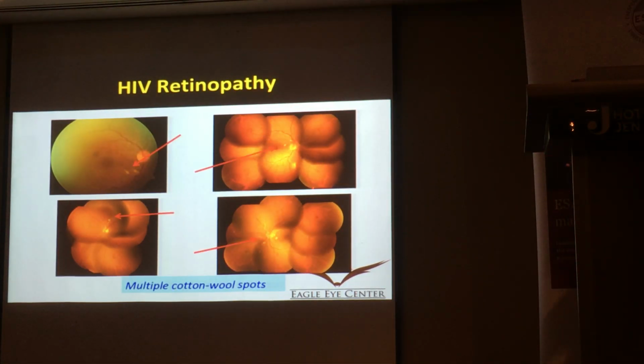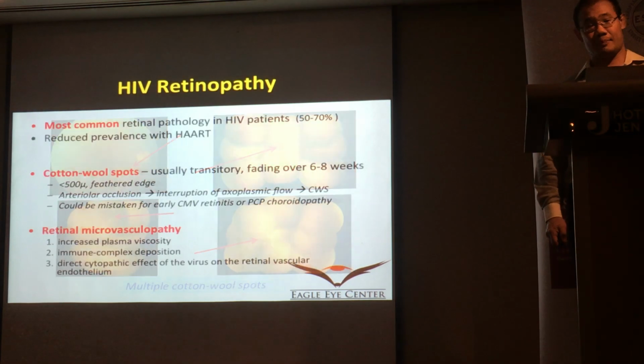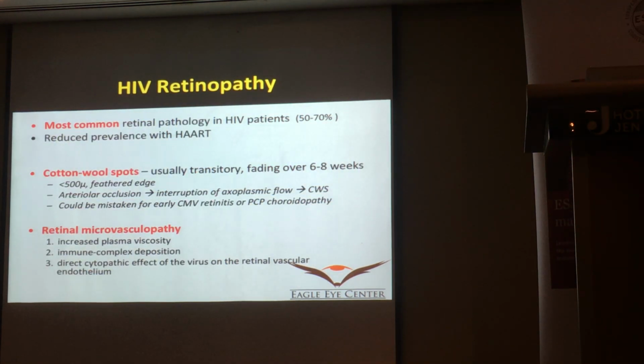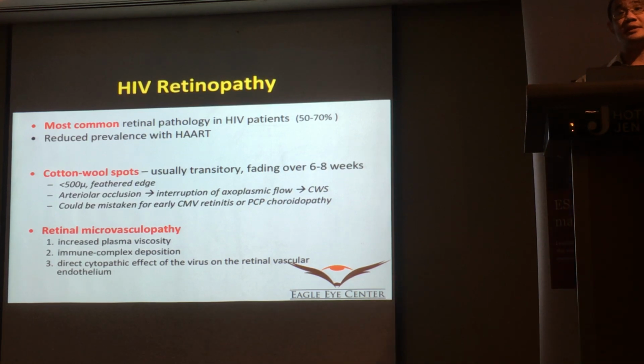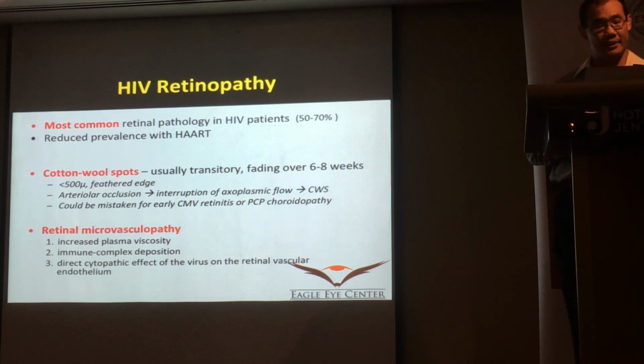This is what you see, multiple cotton wool spots. So you look at the eye of an HIV patient, non-diabetic and non-hypertensive, you see multiple cotton wool spots, that's HIV retinopathy. This is a form of vasculopathy. It's actually one of the most common retinal pathologies. Of course, again, with HAART, you see less of it. These cotton wool spots are very transient. They will fade and disappear in about 1 to 2 months. So the next time you see them, they may be gone, and that's very consistent with HIV retinopathy.